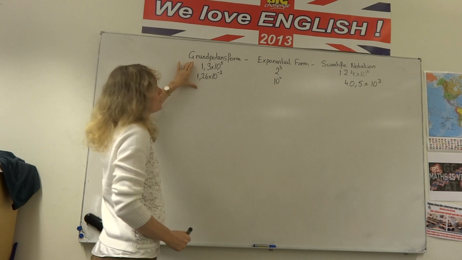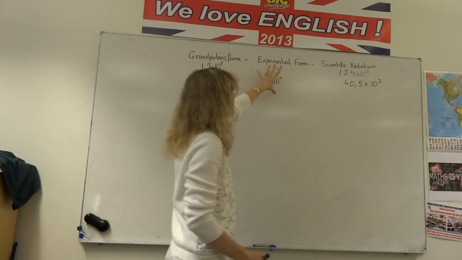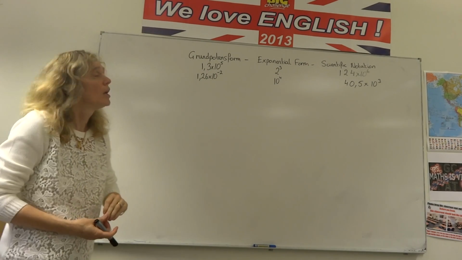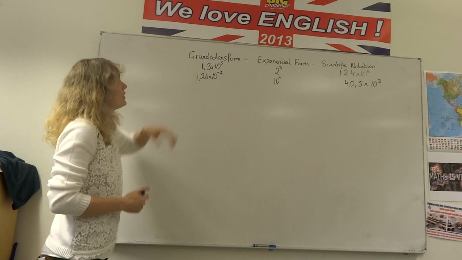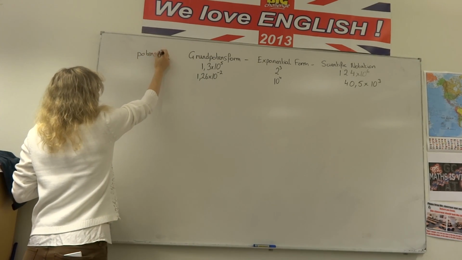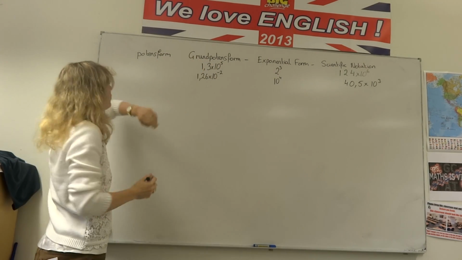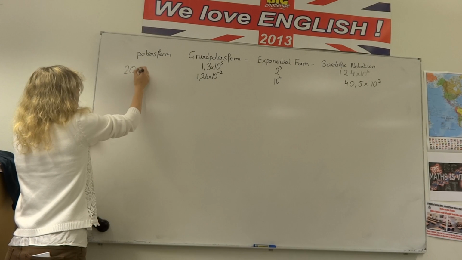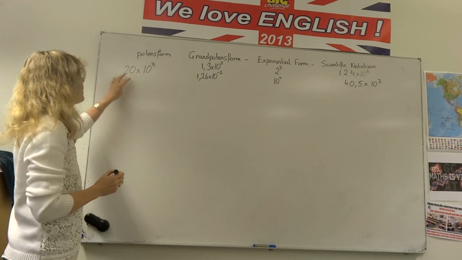Grundpotensform, which in English is often called scientific notation, or even sometimes exponential form. There's a different word in Swedish as well, called potensform, and you can wonder what the difference is between potensform and grundpotensform. Well, potensform can be anything times 10 to the 3 or something like that. It can be any number here.